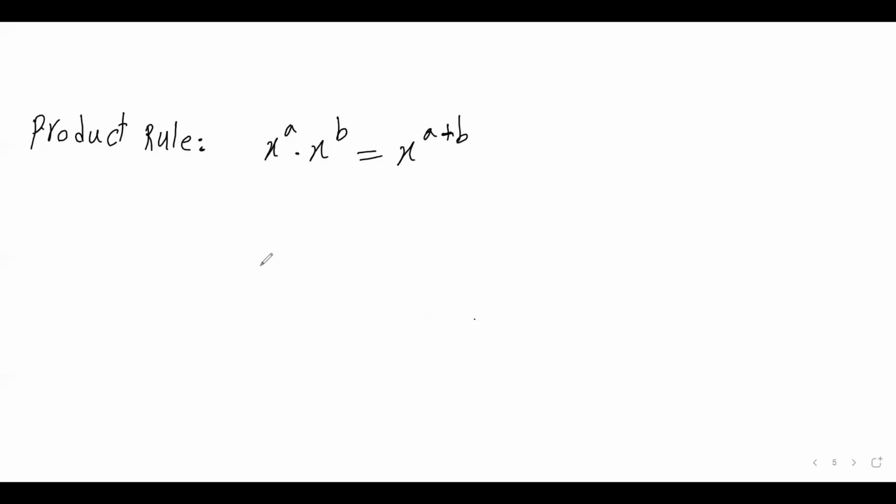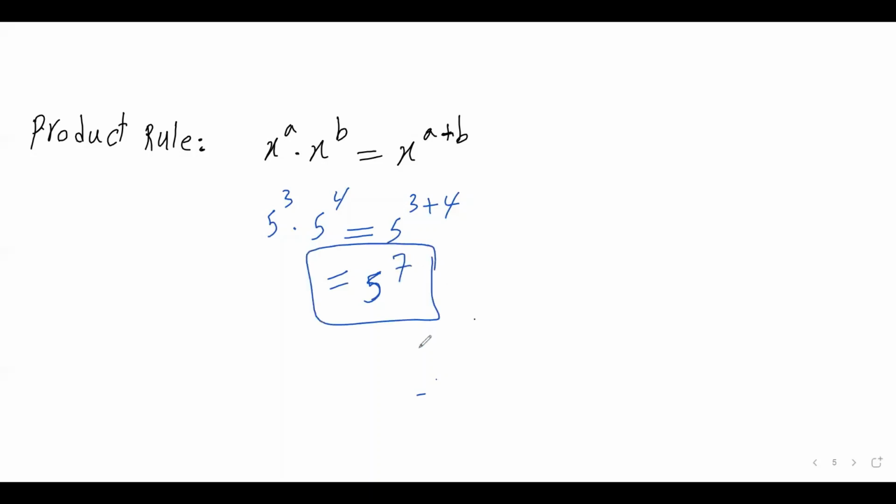Let's do an example. Let's say I have 5 to the power of 3 times 5 to the power of 4. I'm multiplying two powers with the same base and different exponents. So I write down one of the bases and I add up the exponents, 3 plus 4. This equals 5 to the power of 3 plus 4, which is 7. So that is our answer.